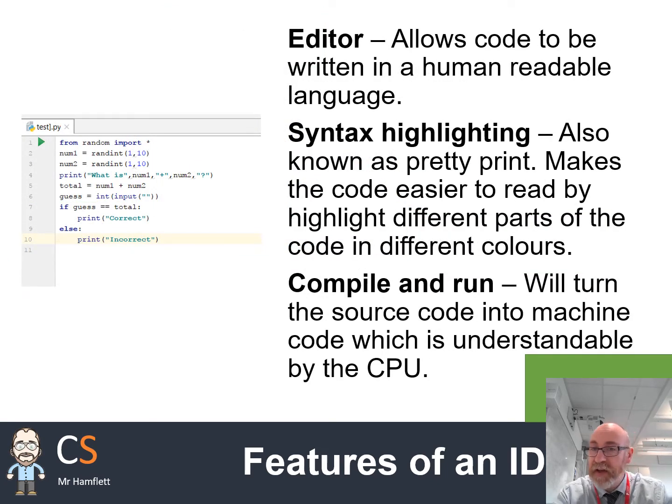So editors allow you to write code in human readable language like Python. Syntax highlighting, also known as pretty prints, makes the code easier to read by highlighting different parts of the code in different colors. For example, strings will be highlighted differently to an integer. And then compile and run will turn your source code into machine code, which is understandable by the CPU.